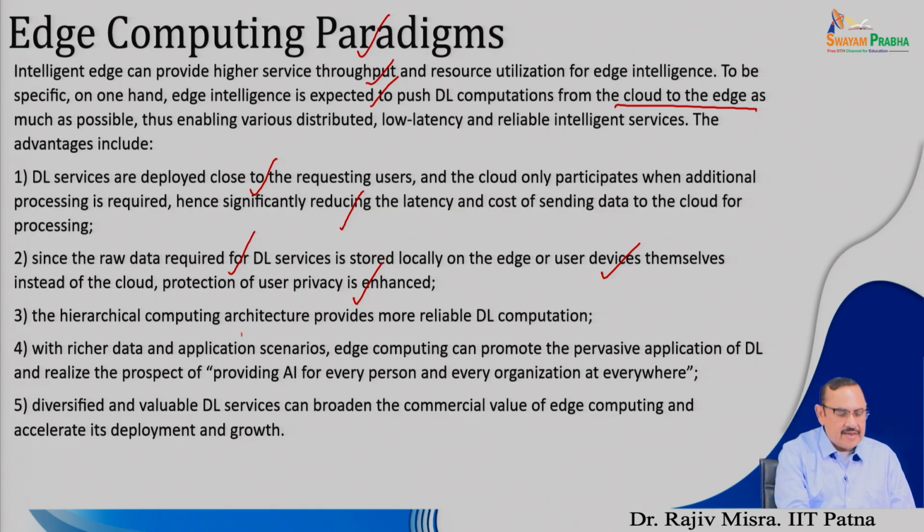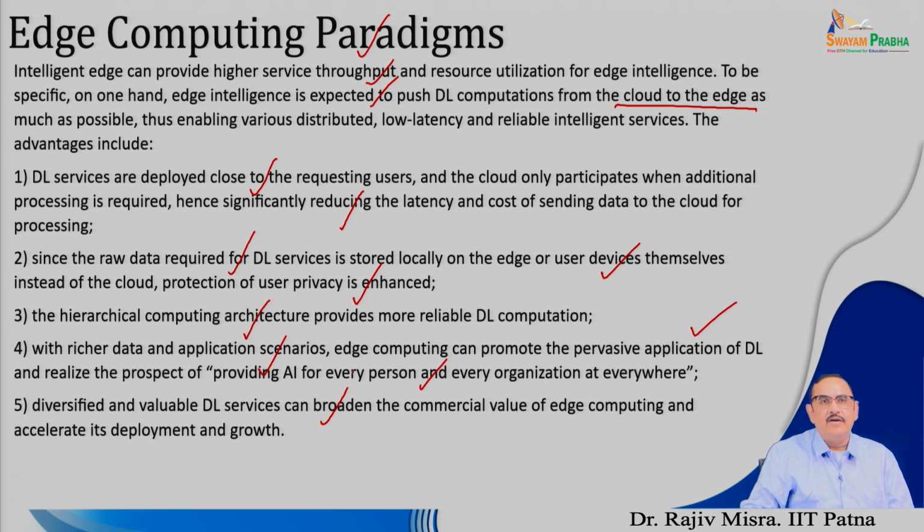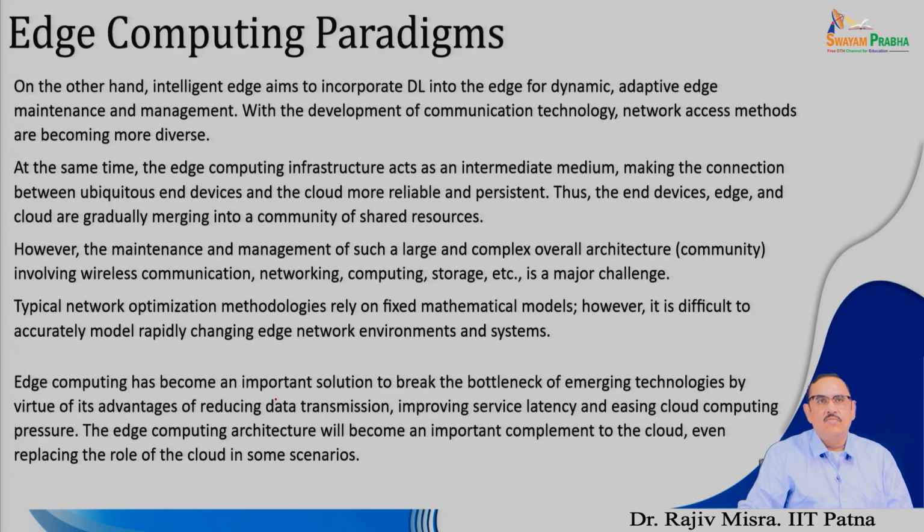Third important thing is that a hierarchical computing architecture provides a reliable deep learning computation. Fourth one is rich data and application scenarios. Edge computing can promote the pervasive application of deep learning and realize the prospect of providing AI for every person and every organization everywhere, that is through edge computing. Now, diversified and valuable deep learning services can broaden the commercial value of edge computing and accelerate its deployment and growth.